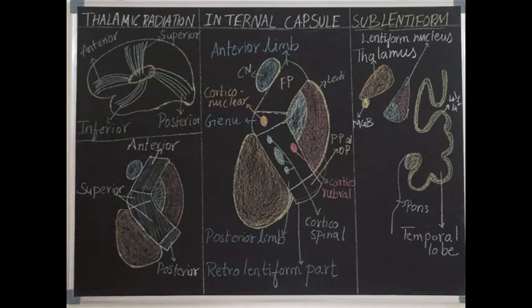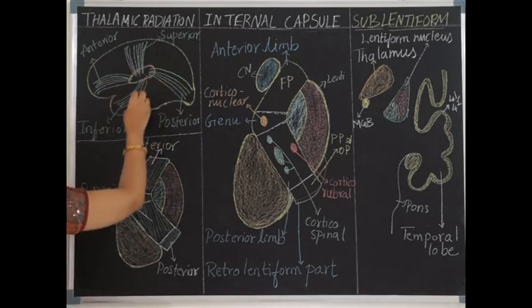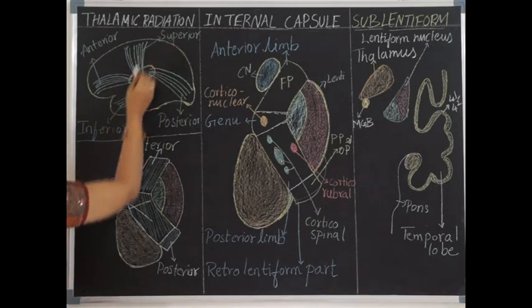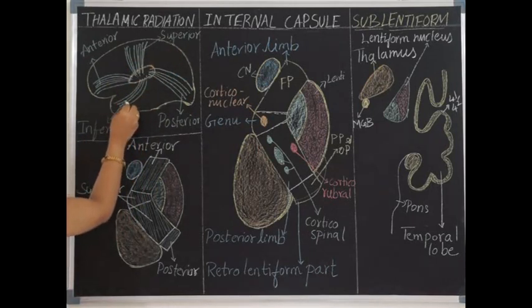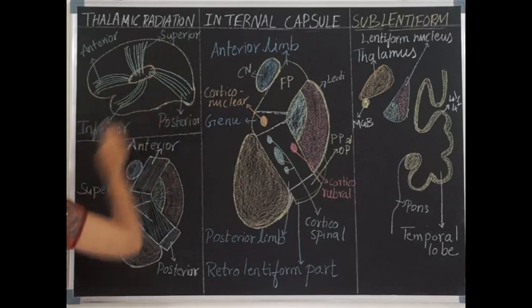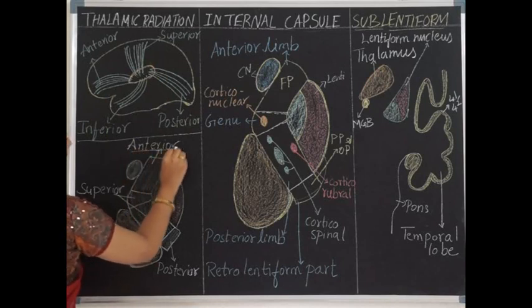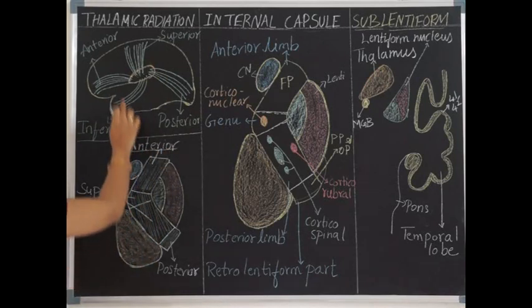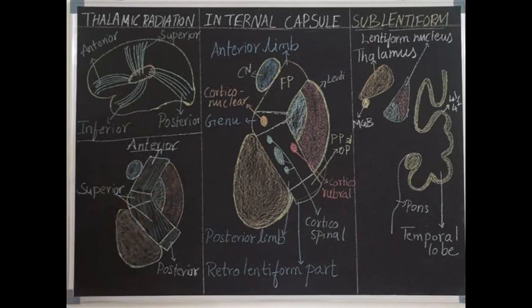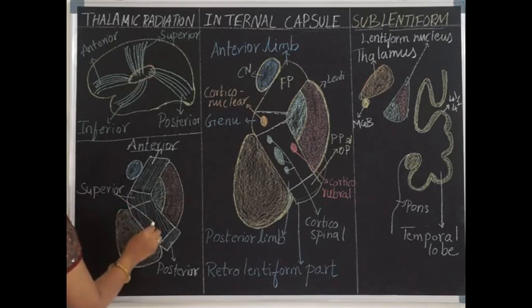So the fibers from the thalamus to different parts of the cerebral cortex are divided into 4 sets of fibers: superior thalamic radiation, inferior thalamic radiation, anterior thalamic radiation and posterior thalamic radiation. In the internal capsule, the anterior thalamic fibers are present in the anterior part. And the superior thalamic radiation, that is thalamocortical fibers from the thalamus to the cortex, are present in the genu and the posterior limb of the internal capsule.